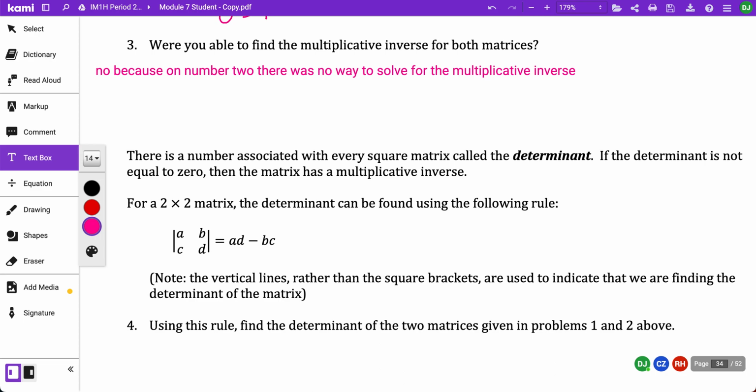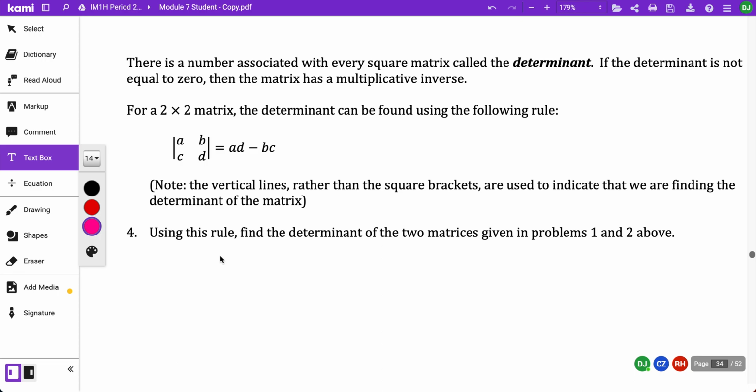We are going to be focusing only on a 2 by 2 matrix. For the sake of this class, what you need to know is the determinant is AD minus BC, when the matrix is defined with the first row being A, B and the second row being C, D. Note that the vertical lines, rather than the square brackets, are used to indicate that we are finding the determinant of a matrix. These bars look like the absolute value, but it's not a typo. They identify that we're trying to find the determinant, and the ABCD represents a 2 by 2 matrix.